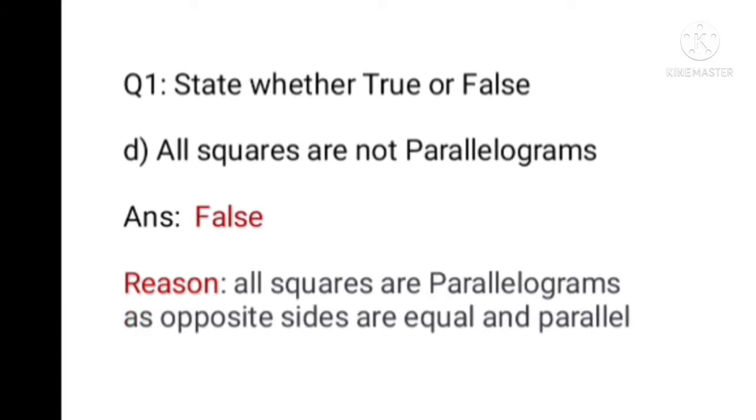Next one, all squares are not parallelograms. That is false, because what is the property of a parallelogram? Opposite sides are equal and parallel. A square also has all sides equal and parallel. So every square is a parallelogram, and the given statement that squares are not parallelograms is false.